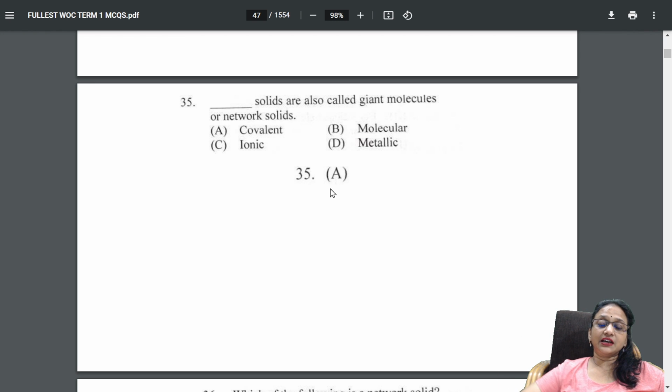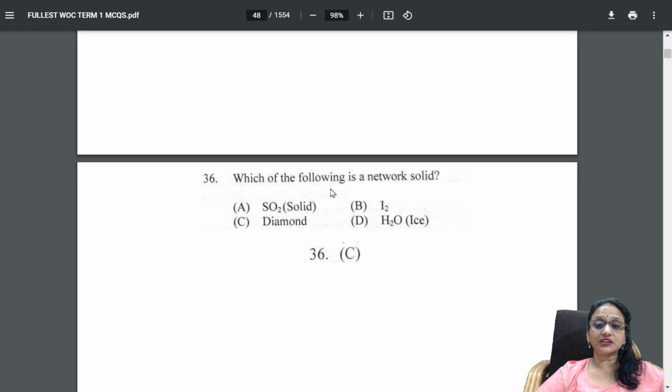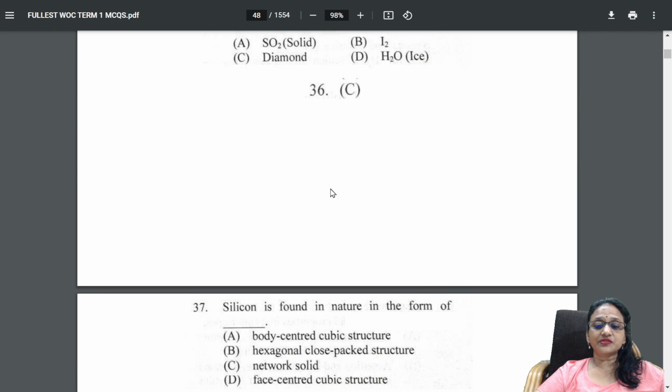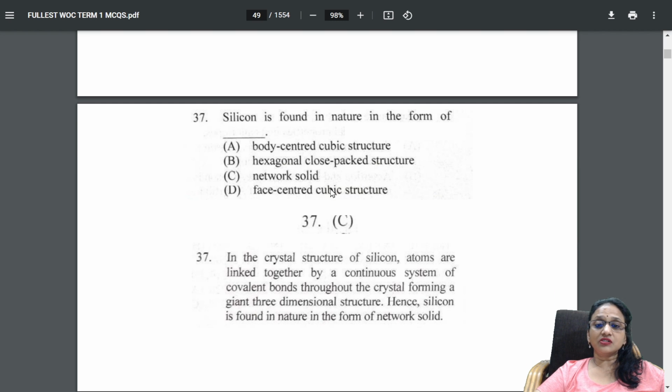That's fine. After this, let us go into the next one. One more question on your network solid. See this option. Then comes silicon, network solid. One more question: silicon is found in nature in the form of.